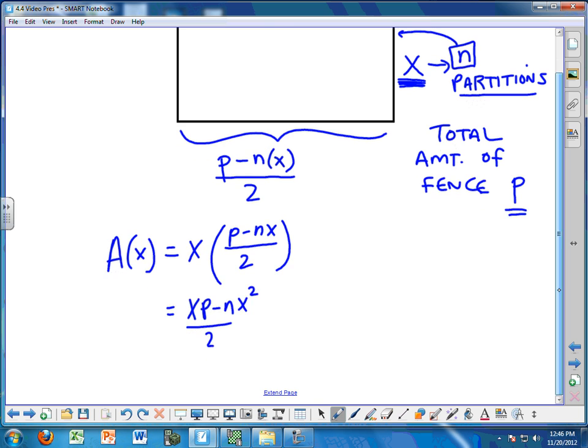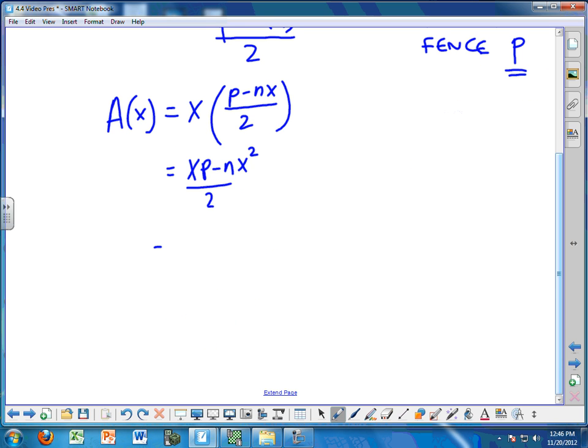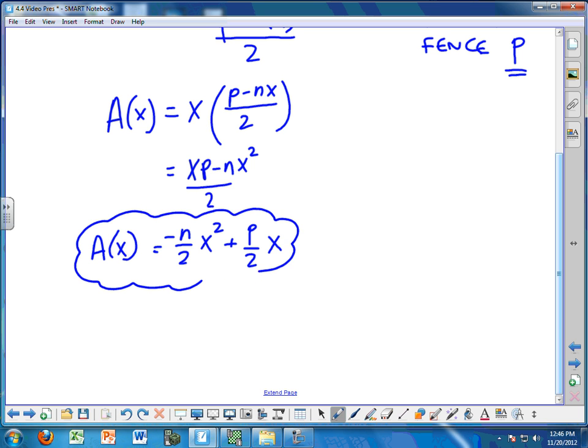So let me finish this out just to write this properly. This is negative n over 2 x squared plus p over 2 x. That's our A of x. Notice we do end up having n's and p's in our function, but that's okay. We can still calculate negative b over 2a, which should give us the x value that will maximize our area.